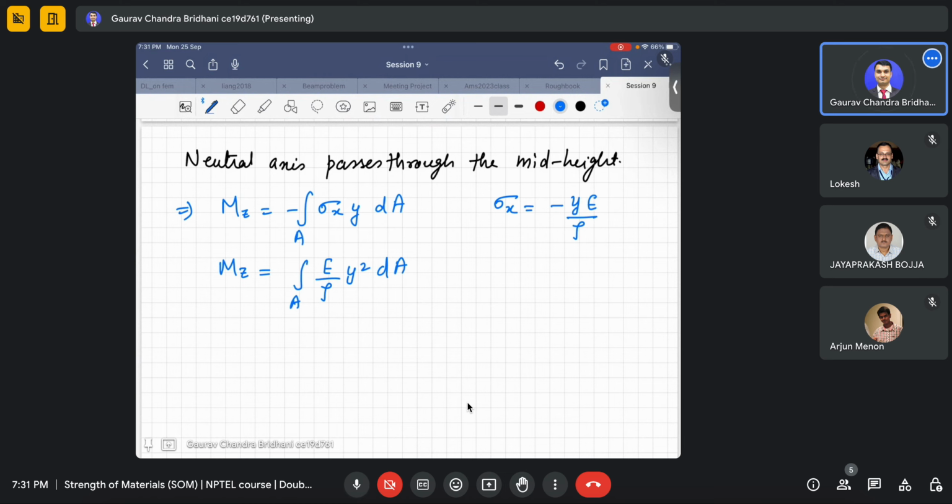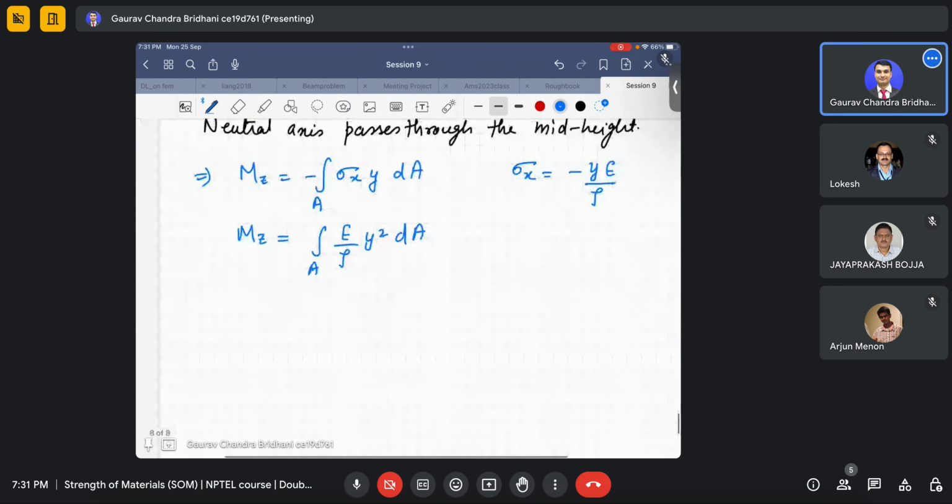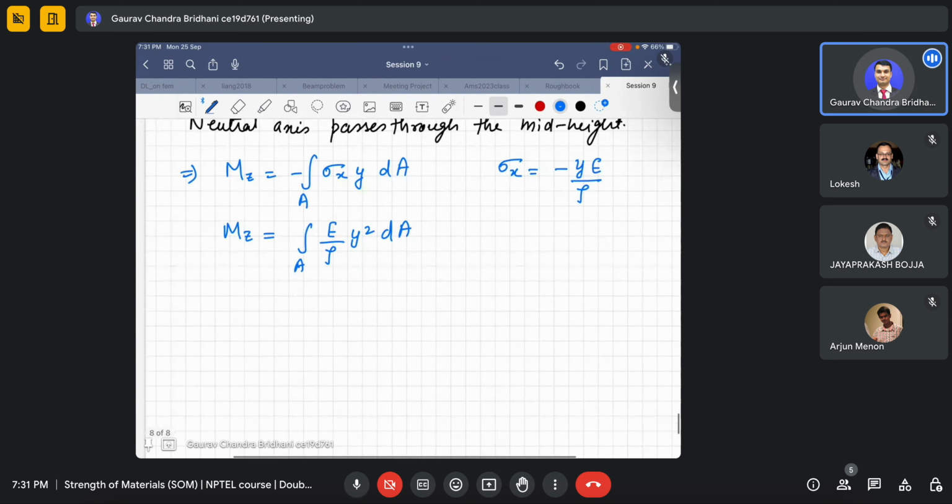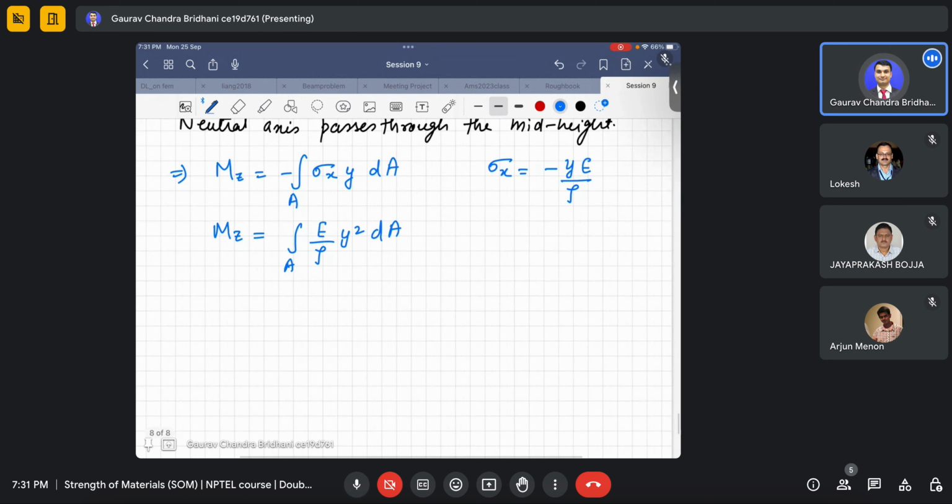Okay. E by rho. Now, is your E constant throughout? Is there only one E throughout the depth? No. There is no one E. There are two different E's. That means you have to break this down into two parts.